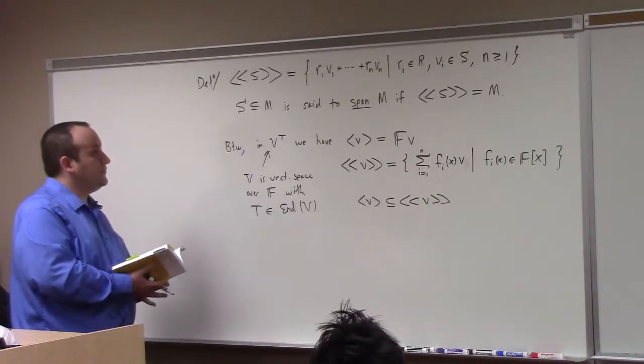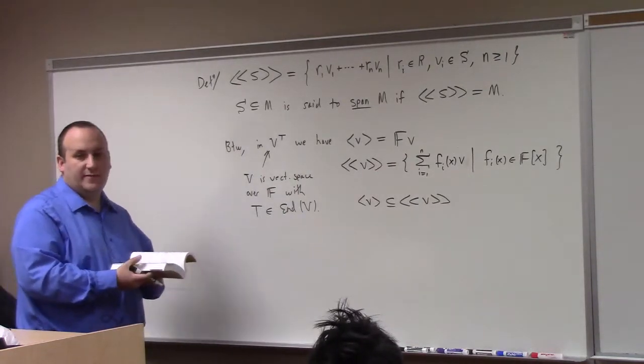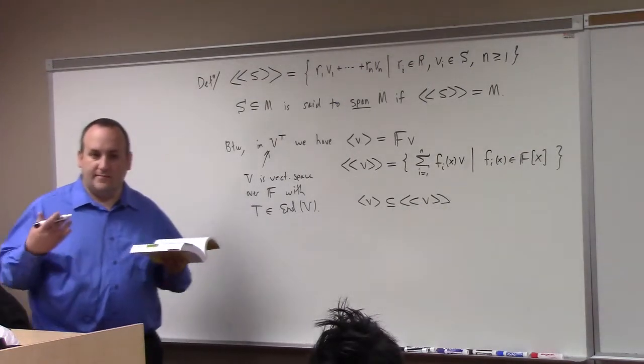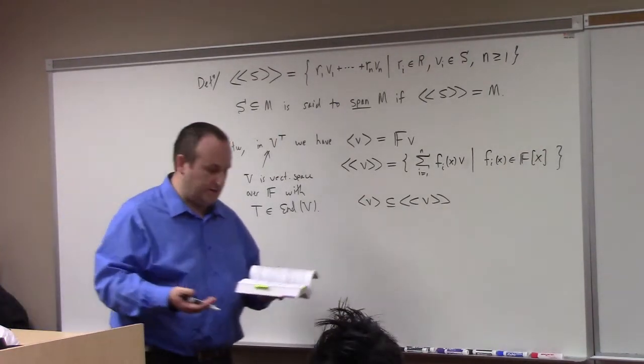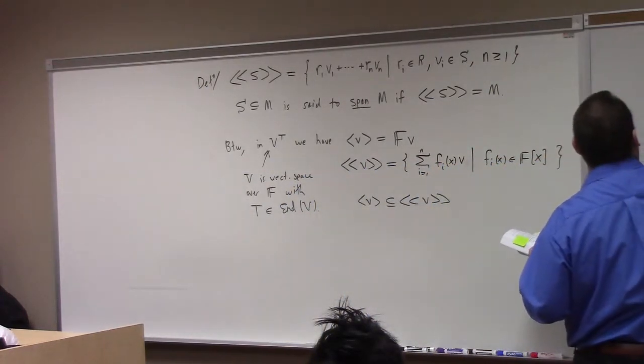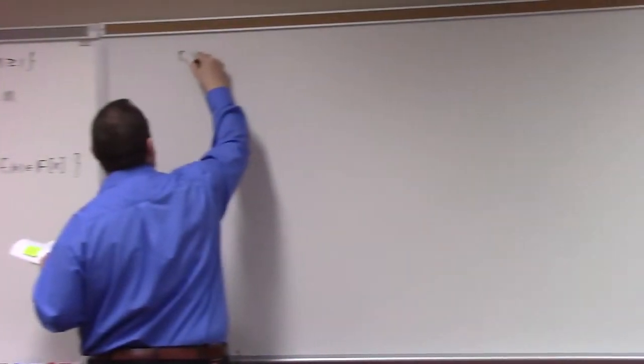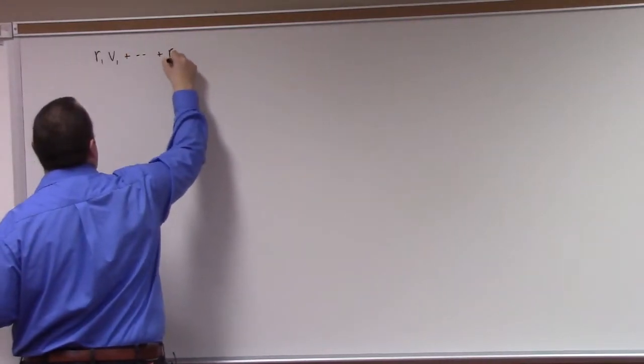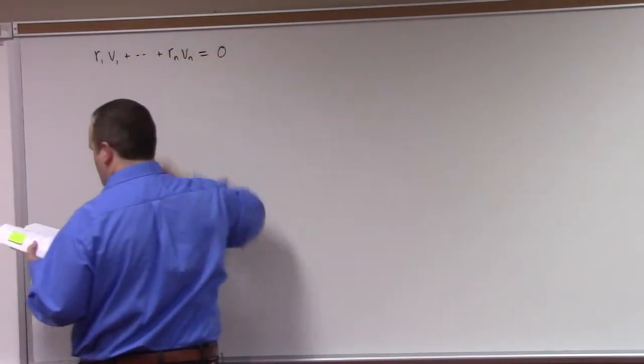Okay, so again, the general theme here going forward is we're trying to study the abstraction of linear algebra, right? So let's just get some things out on the table here. Suppose you have R1 V1 plus ... plus Rn Vn equal to 0 in such a context, right?